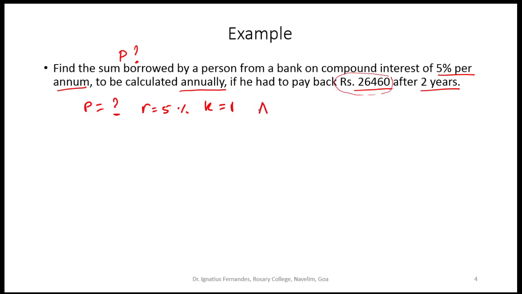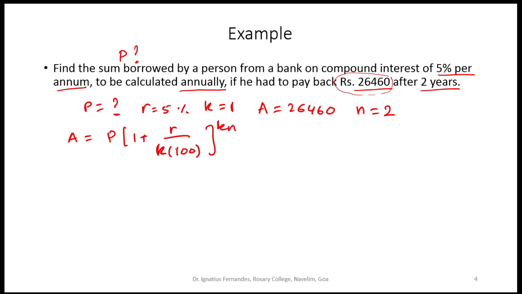Okay, so this 26,460 is the total amount that is paid after 2 years. So n is equal to 2. So we have to just go back to the formula. We know that A is equal to P into (1 plus R upon K into 100) raised to Kn.